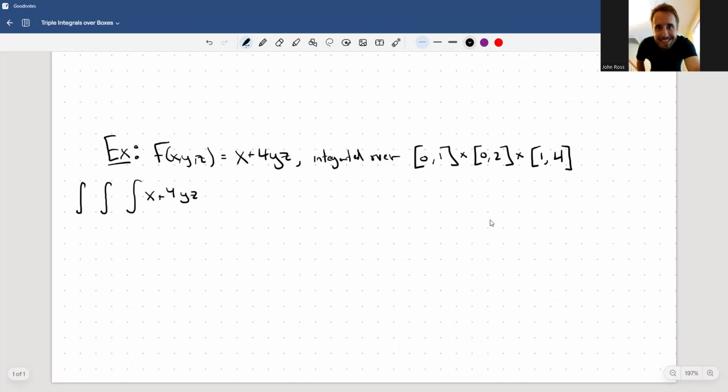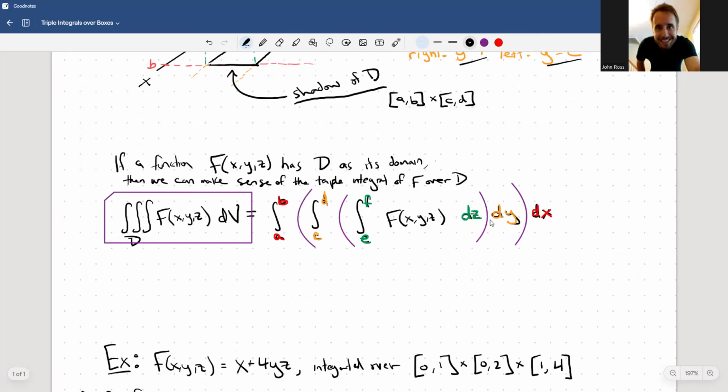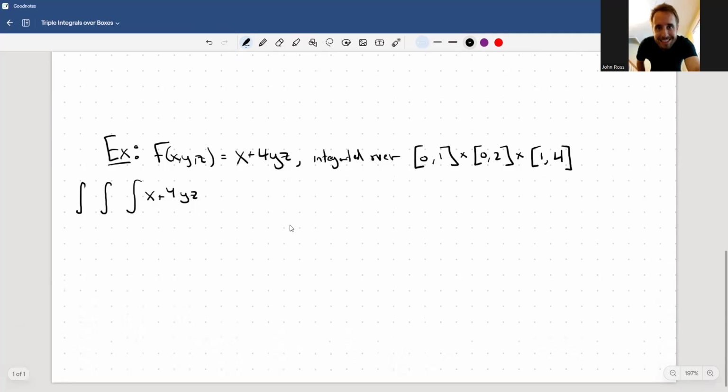I should have said earlier, let me scroll up just very quickly. I should have said earlier, the way that I wrote this, it was dz, dy, dx. But in the true spirit of Fubini's theorem, I can put this in any order that I want. So in this case, it was dz, dy, dx. I could integrate dx, dy, dz, or dy, dz, dx, etc. You understand. So I could integrate this expression in any order that I want. And I think no matter what, we'll end up at the same answer.